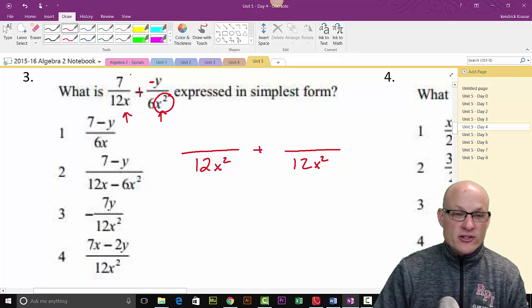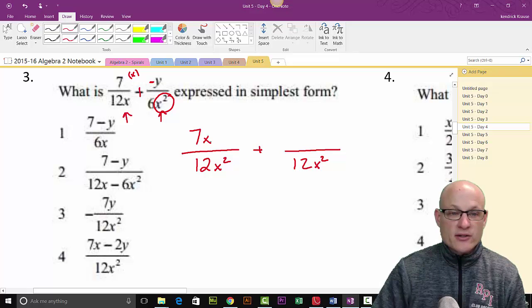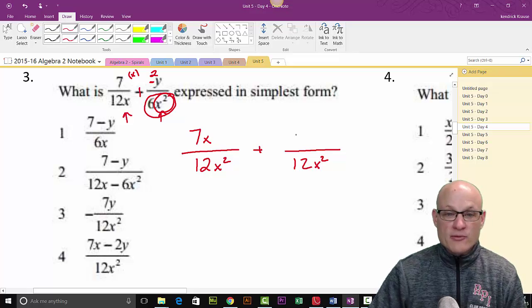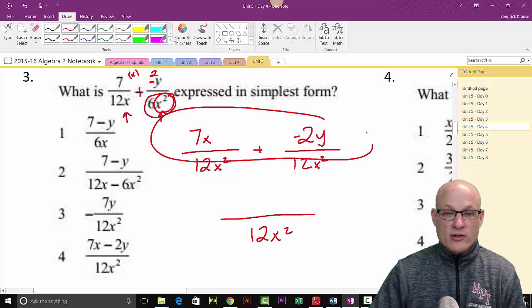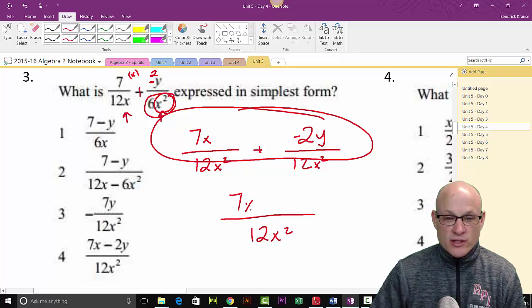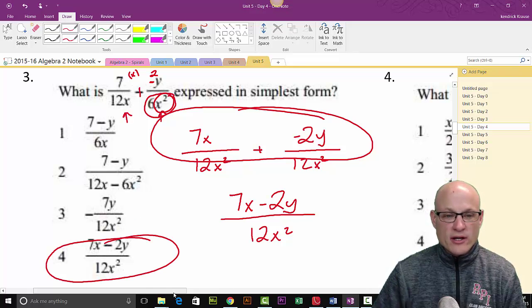So I'm going to have to transform each of these to make them 12x squared. Well, this one just needs to get multiplied by x. So that becomes 7x. This one needs to get multiplied by 2. So that becomes negative 2y. Keep the denominator, 12x squared, and then take care of these numerators. Now, because they don't have the same variable, obviously we can't add or subtract them. We get 7x minus 2y. So 7x minus 2y over 12x squared. There she is.